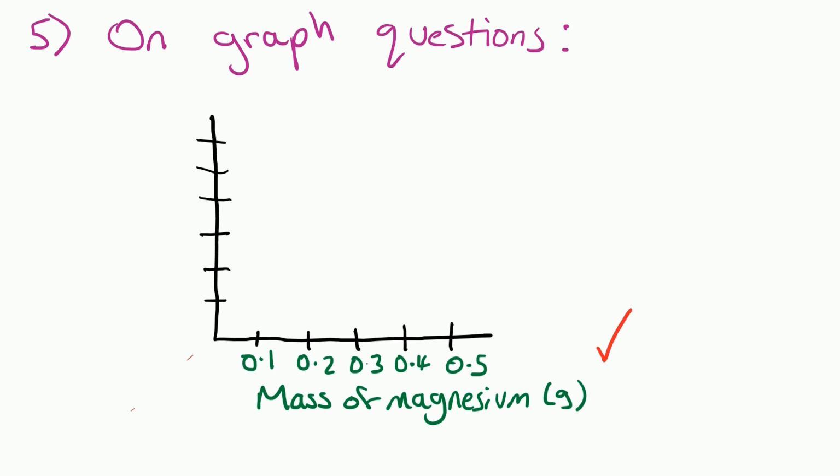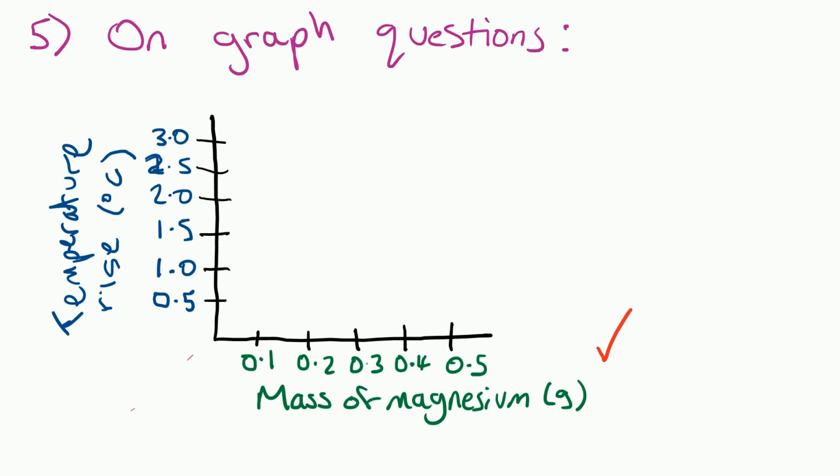The second mark is for doing the same for the y-axis. So this time I've gone up in equal amounts still. In this case I've gone up 0.5 at a time. I've labelled it to say what it shows, the temperature rise, and I've also got a unit, degrees C. So once again we've gone along equal amounts, label and a unit for the second mark.